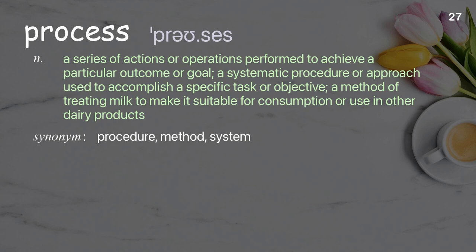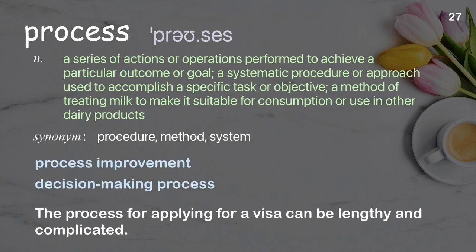Process: a series of actions or operations performed to achieve a particular outcome or goal. A systematic procedure or approach used to accomplish a specific task or objective, a method of treating milk to make it suitable for consumption or use in other dairy products. Examples: process improvement, decision-making process. The process for applying for a visa can be lengthy and complicated.